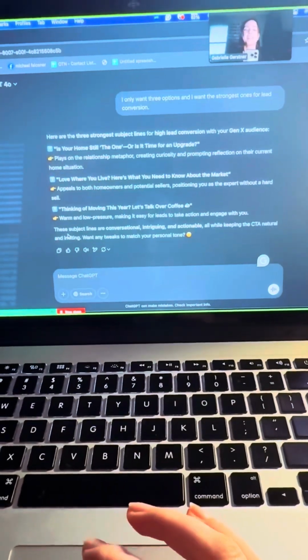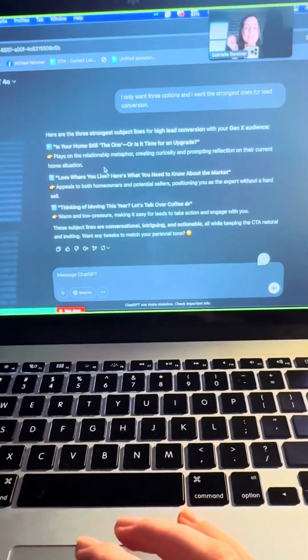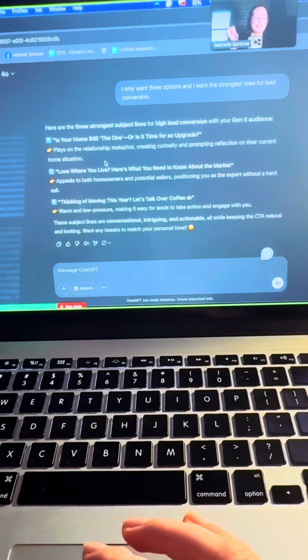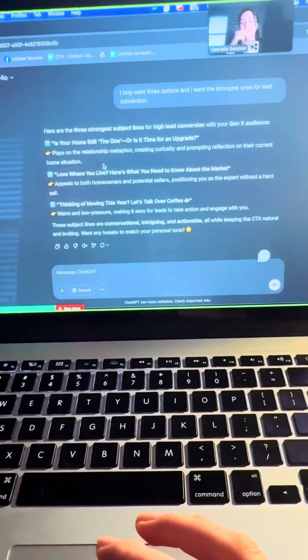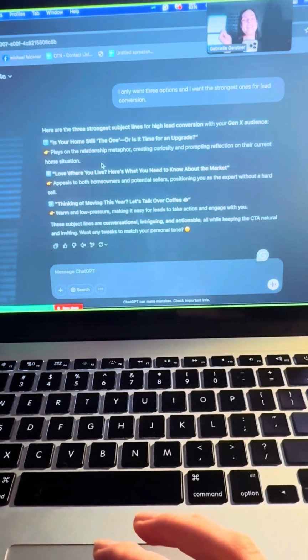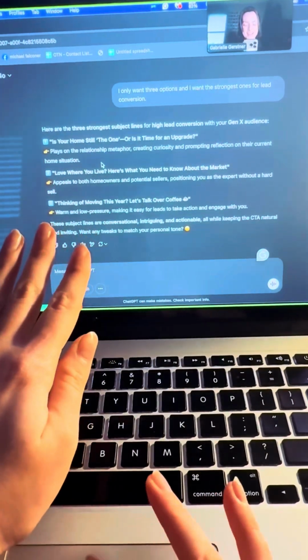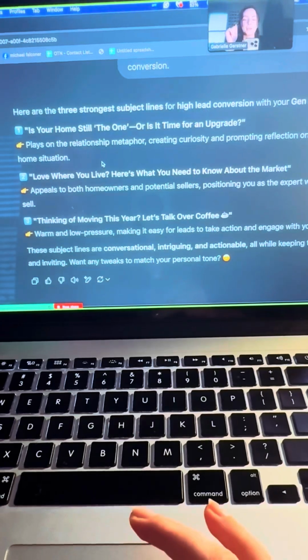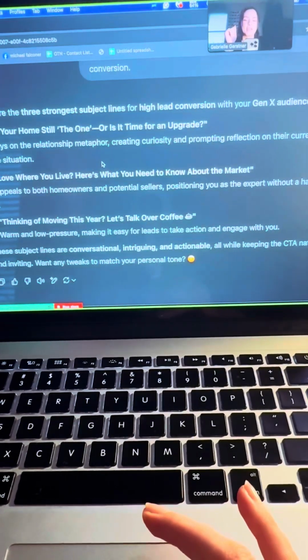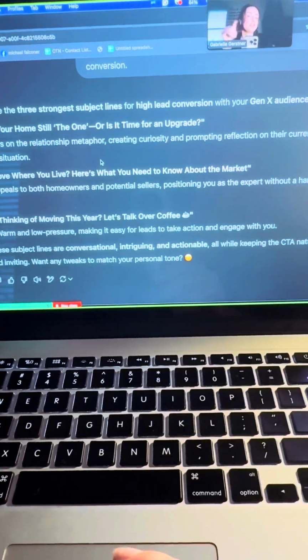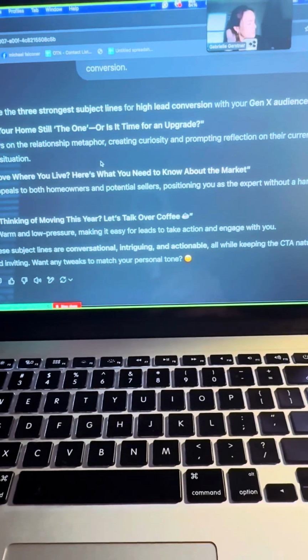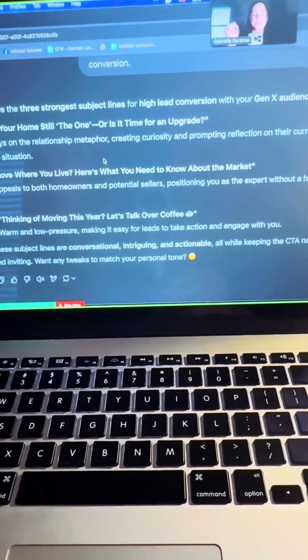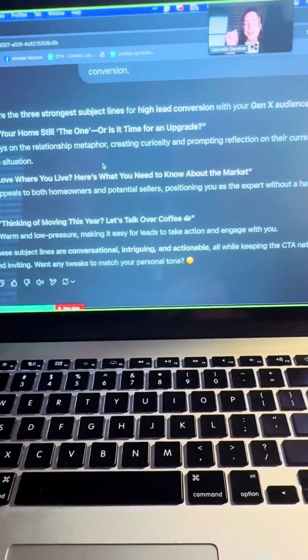So then we asked for only 3 for the thing that we actually want out of the marketing. So, Is your home still the one? Oh, that's kind of cute. I like that one actually. Is your home still the one? I think that's great. I think you could end it there. It has, or is it time for an upgrade? But whatever. So it plays on the relationship metaphor, creating curiosity and prompting reflection on the current home situation. Is your home still the one? That's so cute. That's a winner for me. Okay, gotta read the rest.